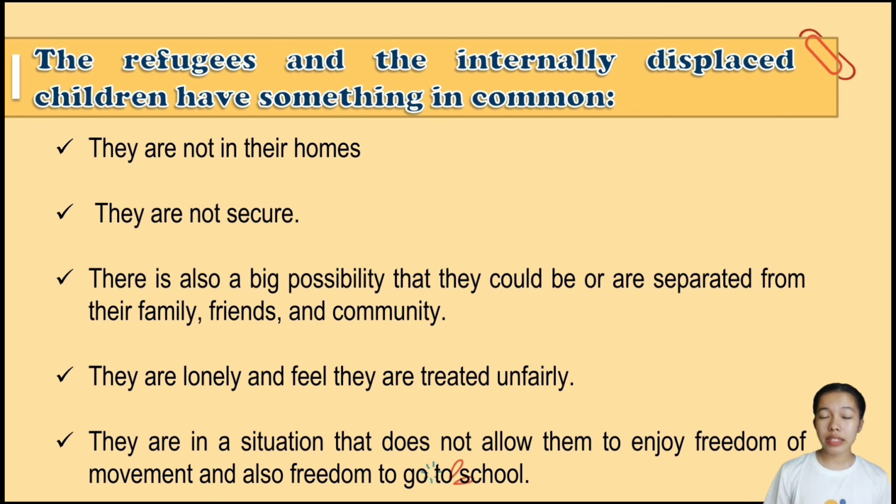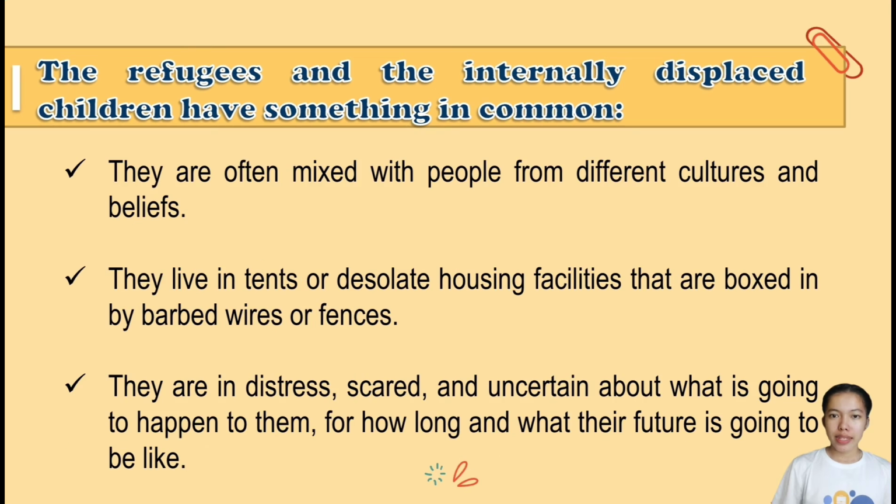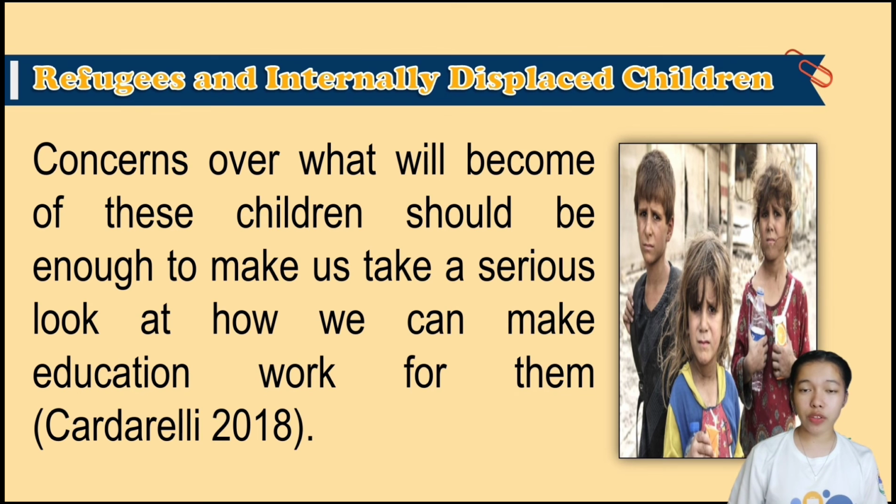Fifth, they are in a situation that does not allow them to enjoy freedom of movement and also freedom to go to school. Next, they are often mixed with people from different cultures and beliefs, and they live in tents or desolate housing facilities that are boxed in by barbed wires or fences. And lastly, they are in distress, scared, and uncertain about what is going to happen to them, for how long, and what their future is going to be like. As of now, the present situation of these children is complicated and there are no answers to this problem yet. However, other questions are arising: who or what will they be in the future?